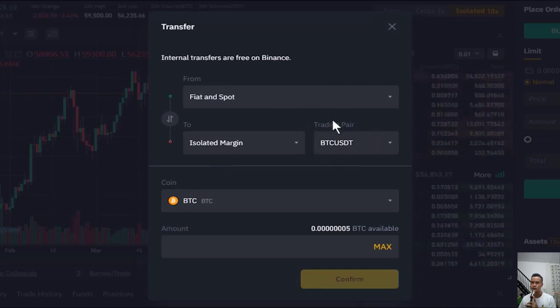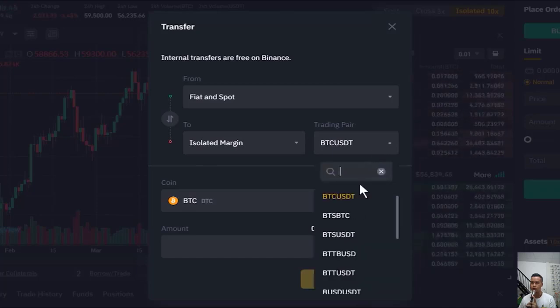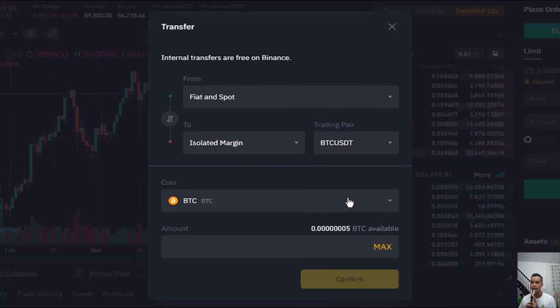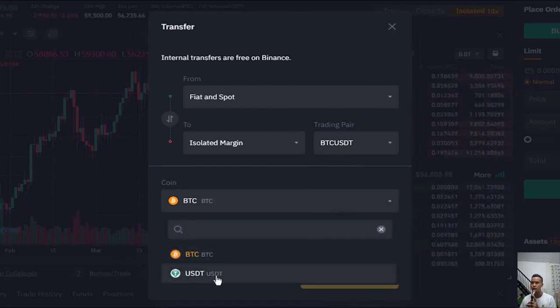Here it shows the trading pair that we have already selected. Here in the list, you can choose other trading pairs if you want. We continue with BTC USDT. Because BTC USDT is selected, here we have the two coins, BTC and USDT. I have USDT for transferring, so I select USDT.